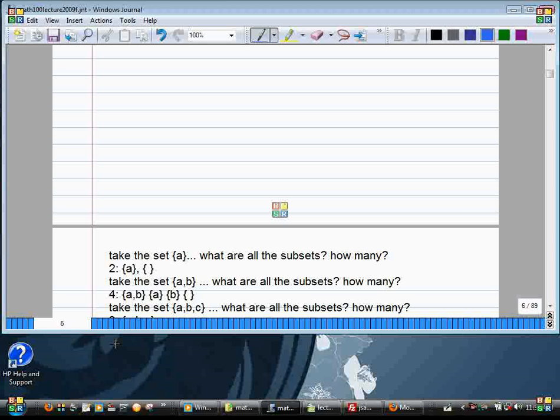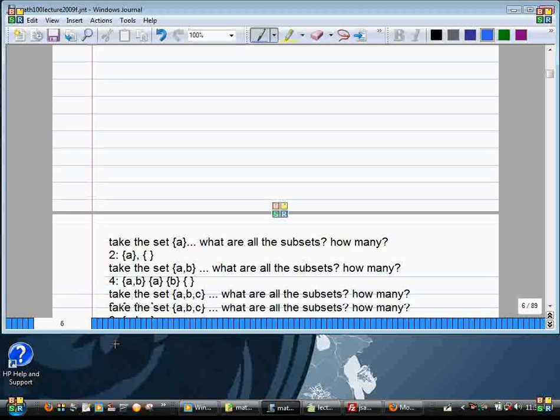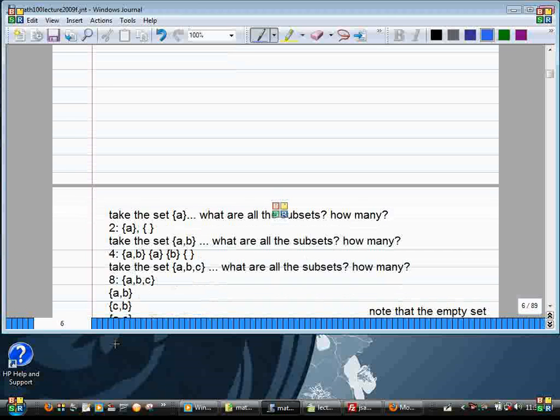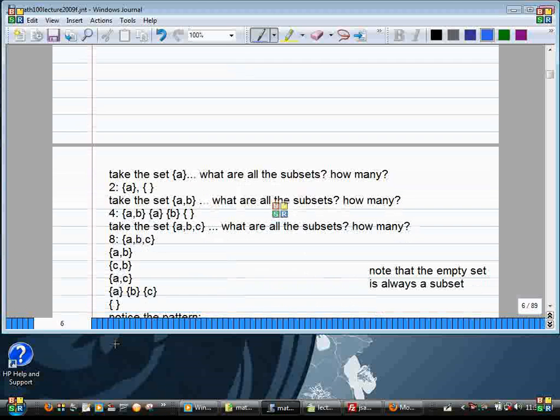A is a subset, B is a subset, C is a subset. A, B is a subset, B, C, A, C. Empty set. And A, B, C, the set itself. So altogether, how many is that? 1, 2, 3, 4, 5, 6, 7, 8. 8 is right there.